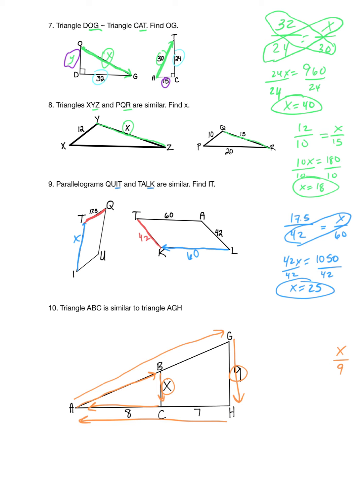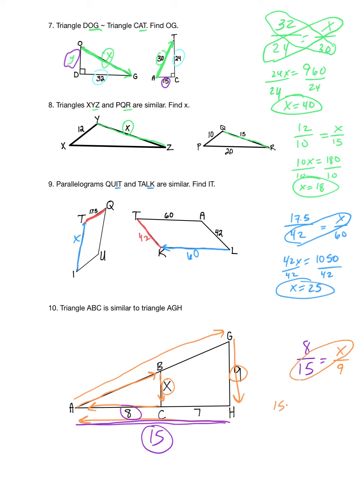Now let's go back to this purple. Now we're going to have to take 7 plus 8, because that's the length of this whole bottom section. That's going to be 15. That's going to be similar with 8. Okay. So we need to put 8 from the smaller, which is 8 over, what do we say, 15?